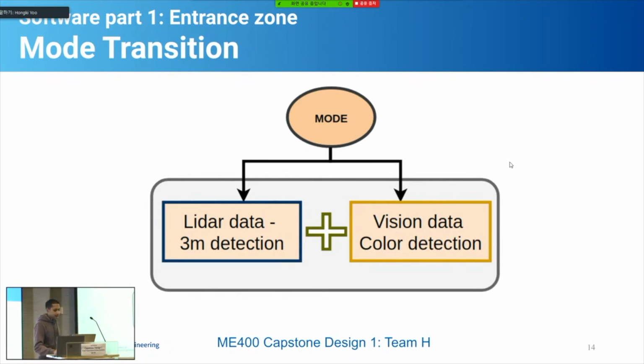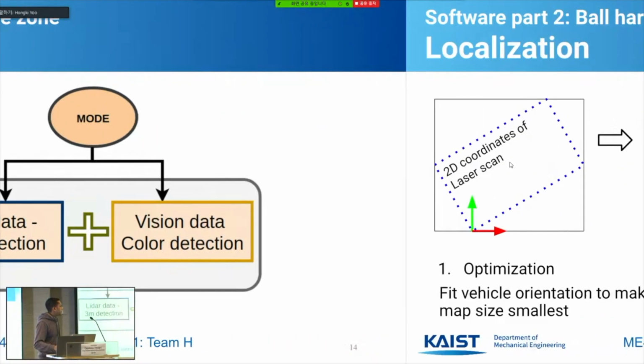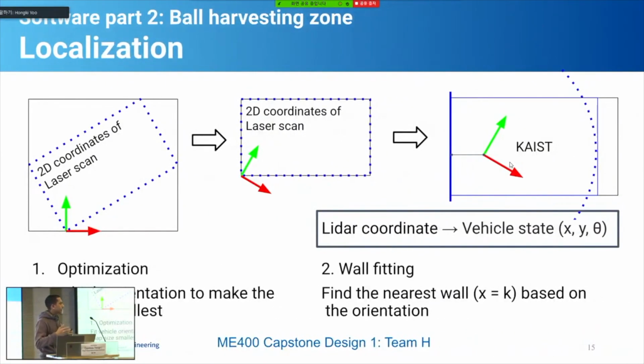So after completing the navigation in the entrance stage, we detect and transition to the ball harvesting stage using these two criteria, the intermediate mode that I was talking about. The first criterion is that we have to detect a color of the balls, red or blue, and the second is that we need to find a certain number of LiDAR data points with a distance of more than 3 meters. Only then will our mode shift to the ball harvesting system.